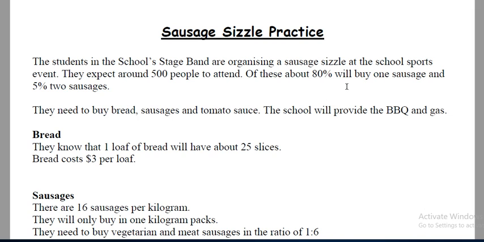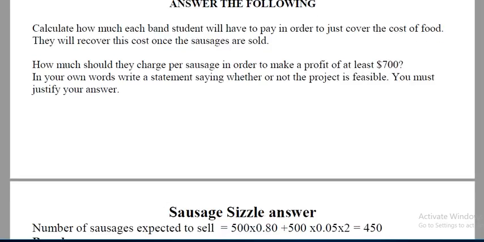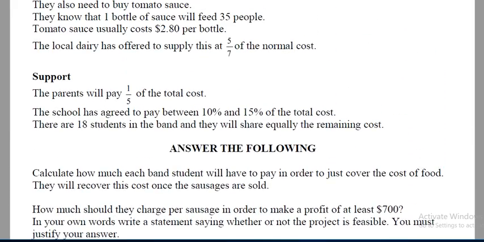So let's have a look at this example here. We have a sausage sizzle which is about to be conducted here, and is expected to be about 500 people attending. These numbers are approximate here. They expect about 80% of the people attending will buy one sausage, and 5% will buy 2 sausages. Alright, so this is all to work out how much it will cost, and eventually the question is going to ask how much we should charge per sausage.